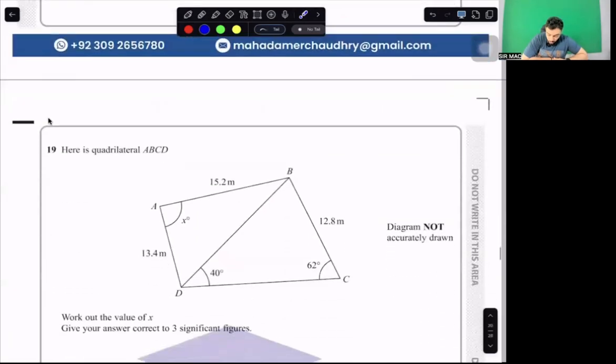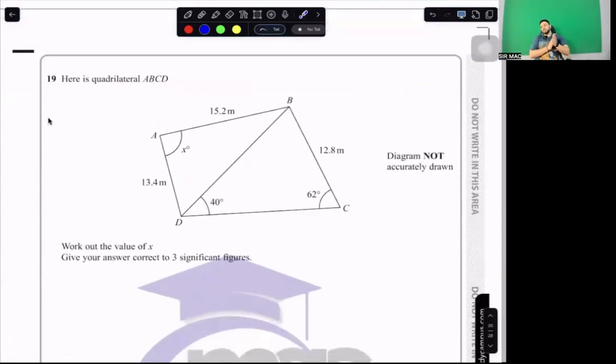Now, this question, number 19, is very interesting. Here's a quadrilateral A, B, C, D, and they're asking you to work out the value of x. Give your answers correct to three significant figures.